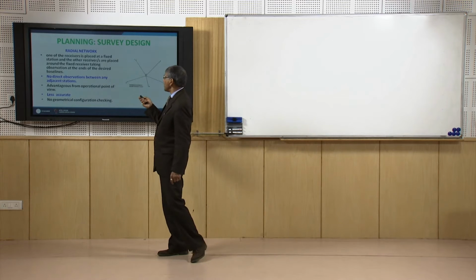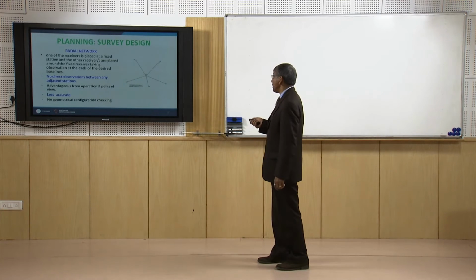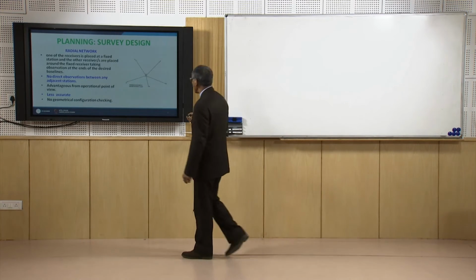Now, first the network may be a radial network as shown in this figure. That means we will be placing the main receiver or reference receiver at this location O, and then if we have to observe 5 stations, suppose we have only 2 receivers, then we will place one of the receivers at the centralized location and the other receiver may be kept at 1 for some time, then 2, then 3, then 4, then 5, like that. So, the observation will be along some radial lines with reference to O.